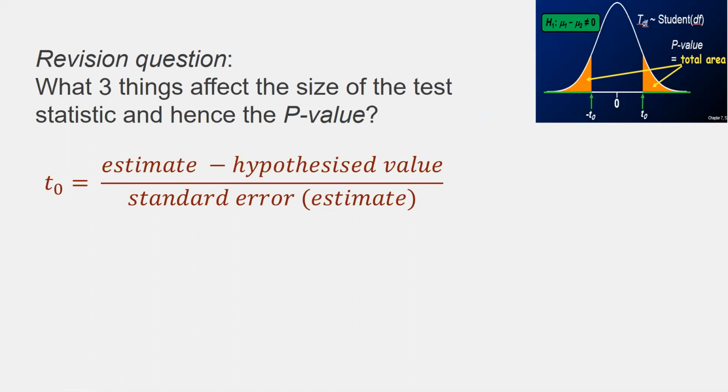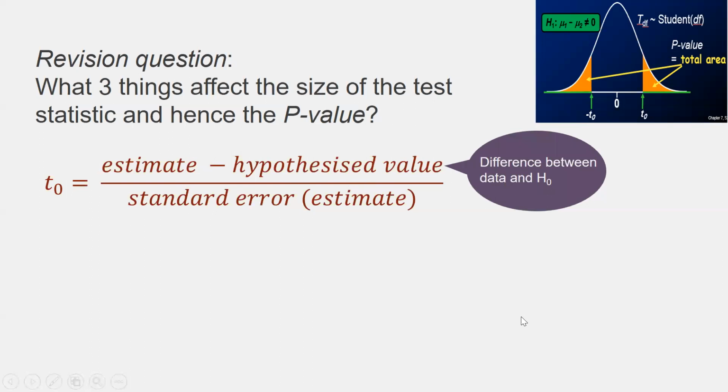But the key thing in that top row is the size of the difference between the estimate and the hypothesized value. The hypothesized value is what you expect the parameter to be if the null is true. And the estimate is your estimate for the parameter based on your data. So if what you're seeing in your data is different to what you expect if the null is true, then that's going to make your test statistic bigger. And that's probably the most important thing, or the most impactful thing.